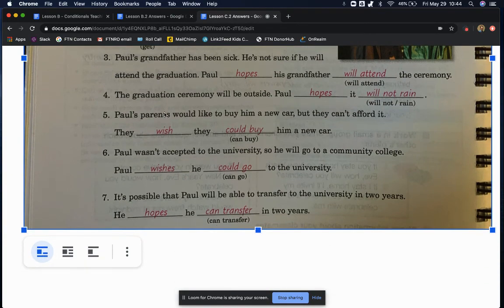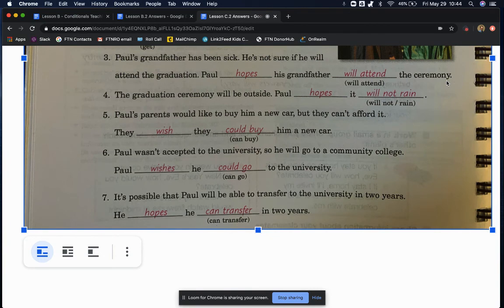Now, Paul's grandfather has been sick. He's not sure. So there's your clue. He's not sure he will attend the graduation. Paul hopes his grandfather will attend the ceremony. Okay? His grandfather has been sick, but we're not sure. So that means it's possible, but maybe not.